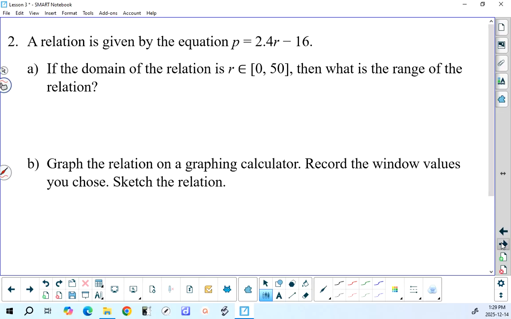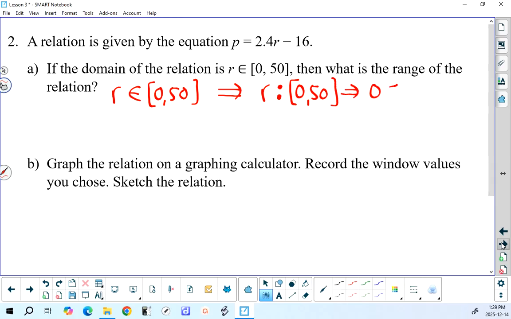You're given the equation of a relation P equals 2.4r minus 16. You're told the domain. Now they've written it with this element of symbol. I would prefer at this level just to write r with a colon. But either way, you should know what this means. It means 0 is less than or equal to r, which is less than or equal to 50. And we want to know what the range of the relation is.